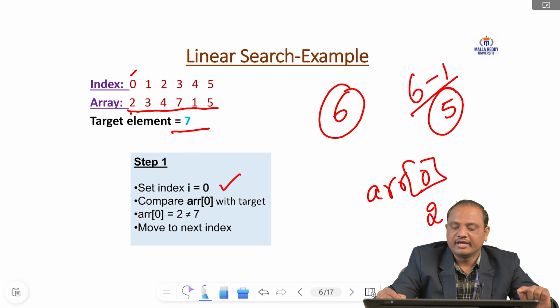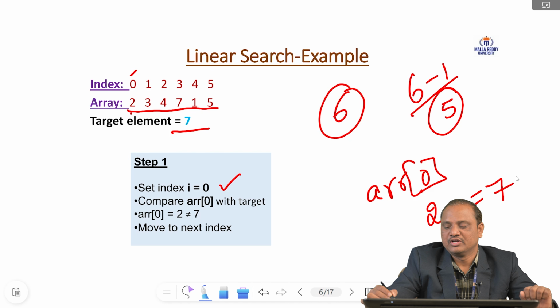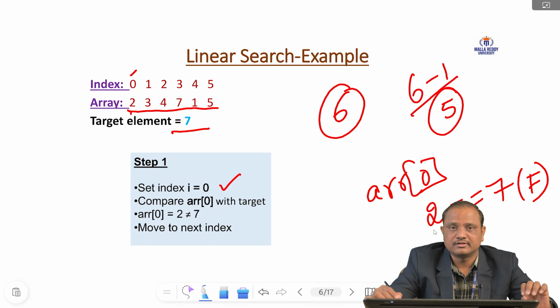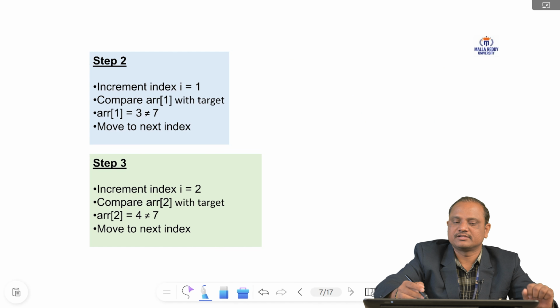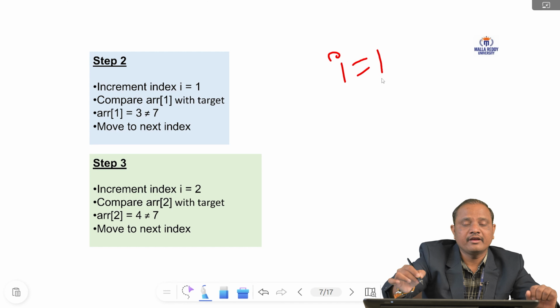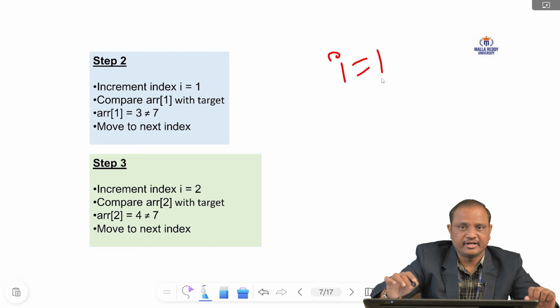2 is equal to our target element, that is 7. 2 is equal to 7? No, the condition is false. That means the target element is not found here. Then move to the next index. So next index means i value will be incremented by 1. That is, the index value will be incremented by 1.